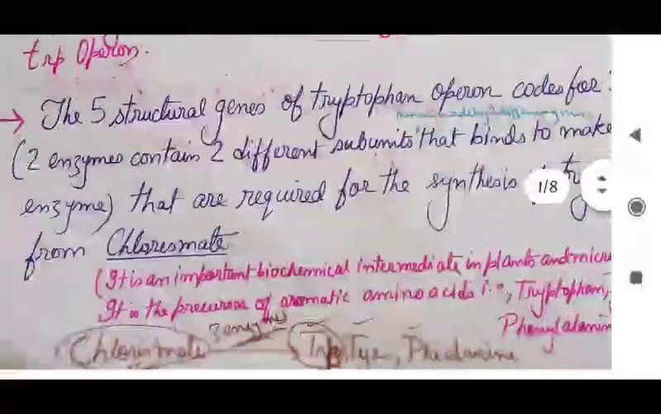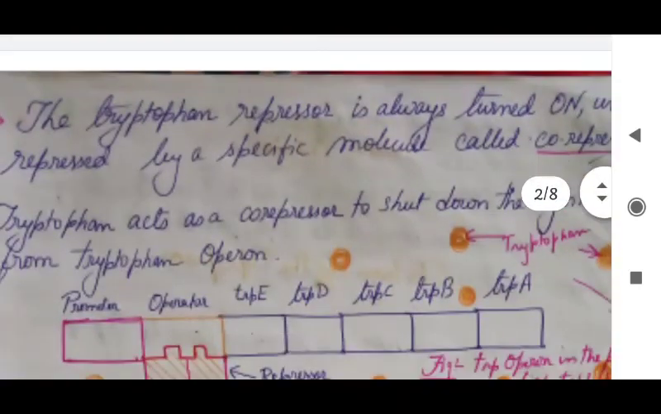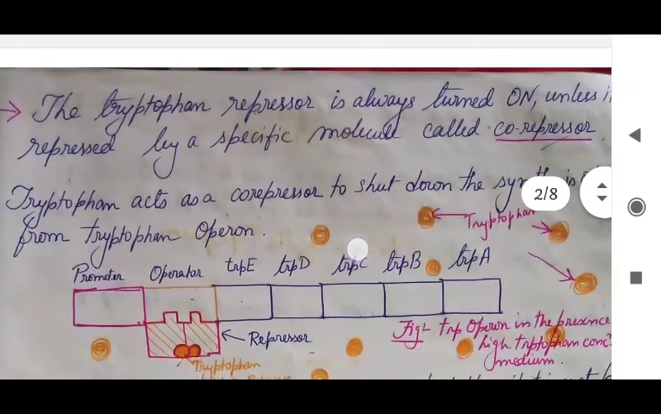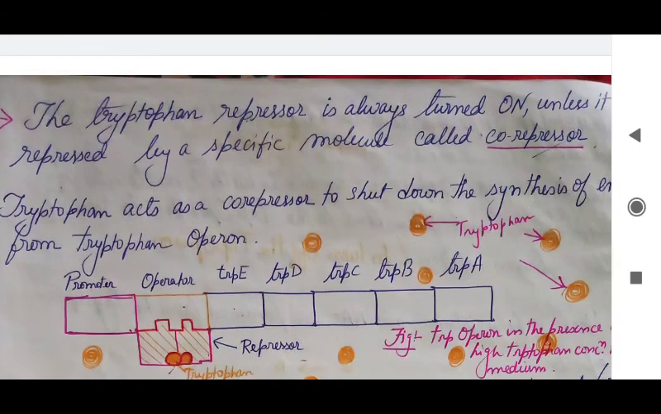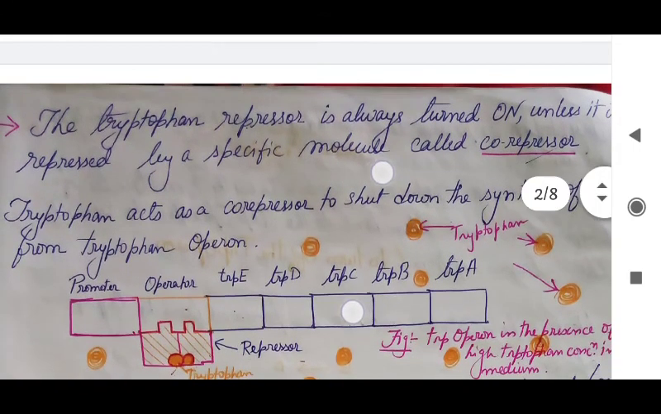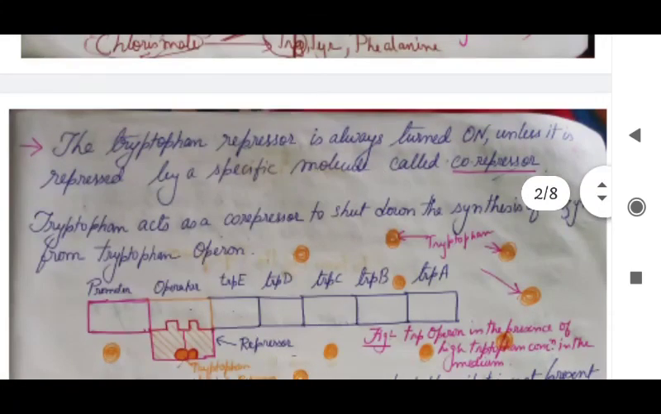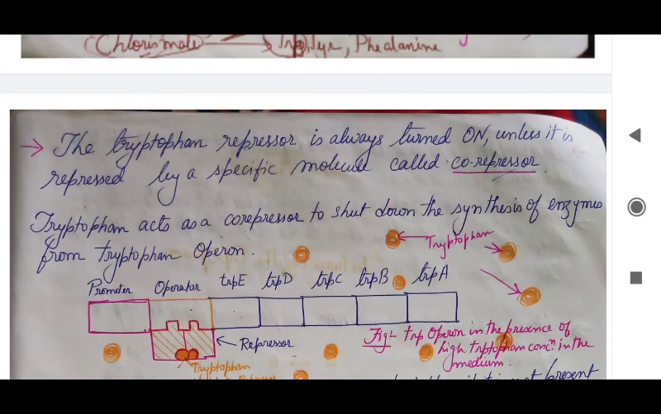So let's move to the next page. It says this tryptophan repressor is always turned on. A repressor is another regulatory molecule which is formed somewhere upstream. This tryptophan repressor is always turned on unless it is repressed by a specific molecule called a co-repressor.